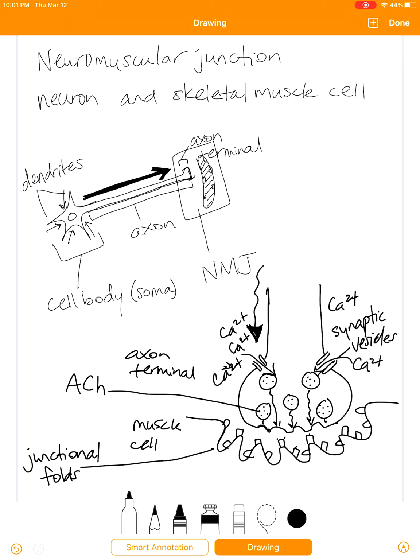And when they do that, they're going to be releasing their contents, which again are those neurotransmitters, more specifically that acetylcholine. Okay, and acetylcholine will diffuse across that cleft, and it'll start binding to these receptors on the skeletal muscle cell. And when that happens, the next thing that's going to happen is those channels will open up in the membrane.